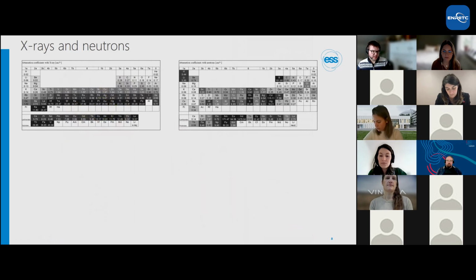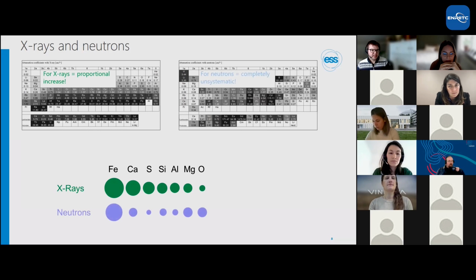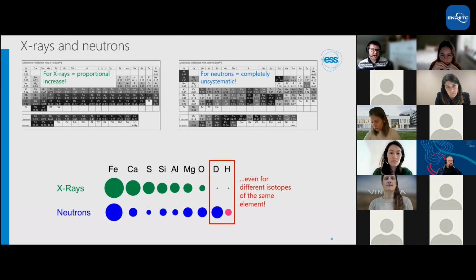A very useful thing, if you want to decide if neutrons might be the right tool for you, is to look at this type of periodic table that compares attenuation for neutrons versus X-rays. For X-rays, we have a proportional dependency on the elemental number, while for neutrons, the interaction appears rather unsystematic. And moreover, as I already mentioned, the interaction is different even for different isotopes of the same element. In this example here, it's hydrogen and deuterium. Deuterium is an isotope of hydrogen with just another neutron in its nucleus.